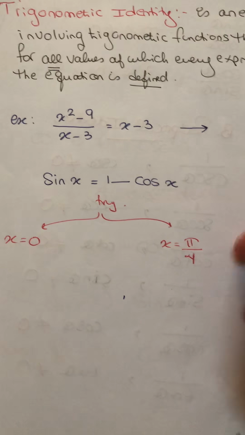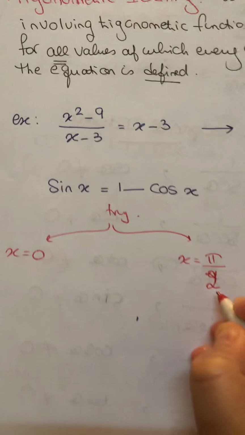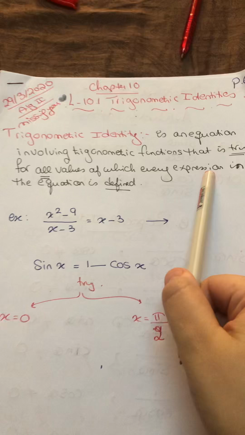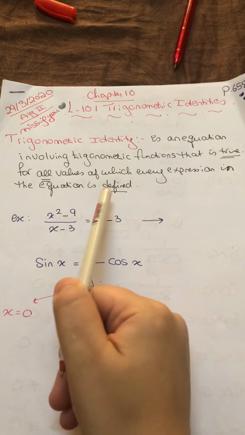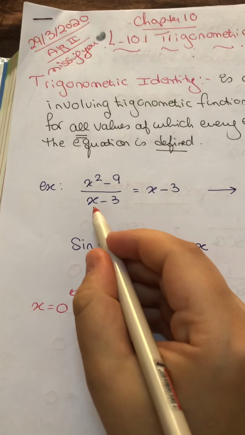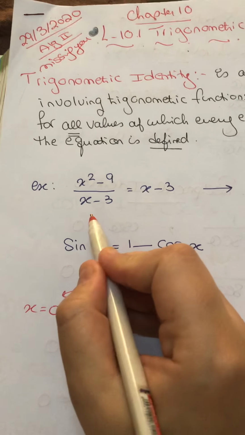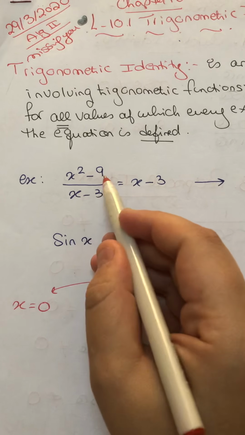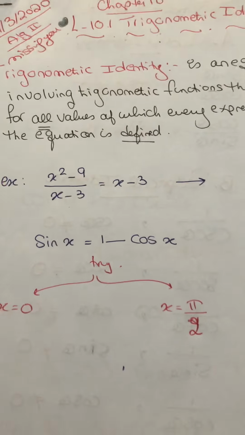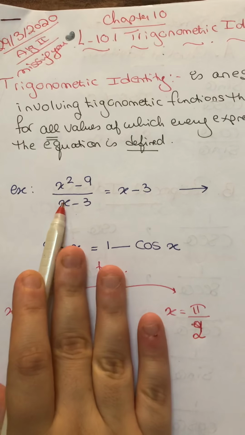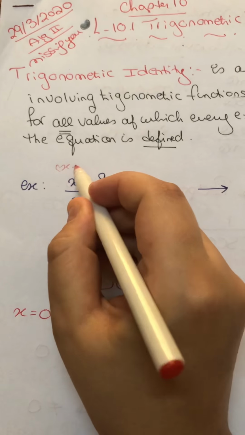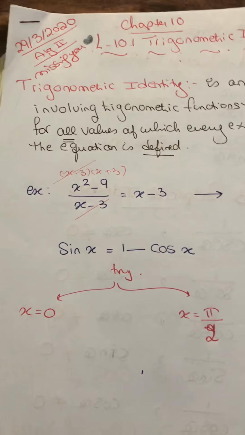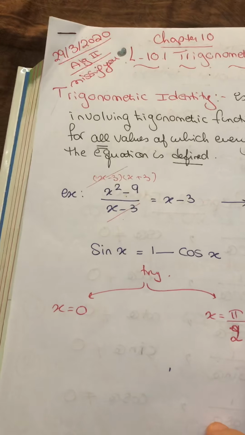Okay, so what did they say here? They said it's true for all values for which every expression in the equation is defined. So I can't come here and say, for example, that this is not equal to this at x equals 3, because x equals 3 is not defined. I cannot put 3, and I cannot divide by 0. x equals 3 is out of the story. It has to be defined. But if you simplify this, x minus 3, x plus 3, this will cancel this. This is a difference of squares. And the answer is x minus 3, right?